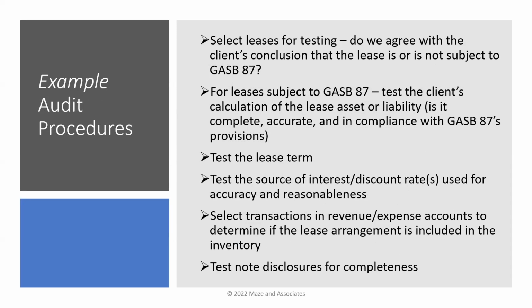Then, of course, we're going to test the calculations. Do we come to the same conclusion on the lease asset and lease liability, that we calculate the same amount as you? And we're going to, of course, test the footnote disclosures. Then in years subsequent to the year of implementation, we'll continue the same testing, but on an ongoing basis for new lease agreements, kind of like debt and capital assets, where you test the activities for the year. And we're still going to look into those revenue and expenditure accounts, looking for new transactions that may or may not have been caught by the client.